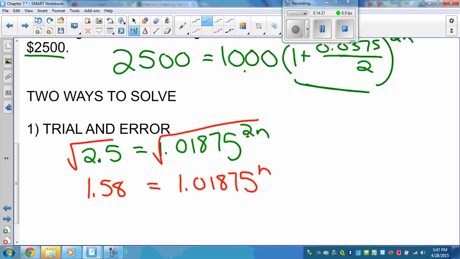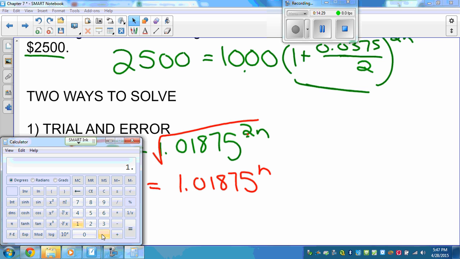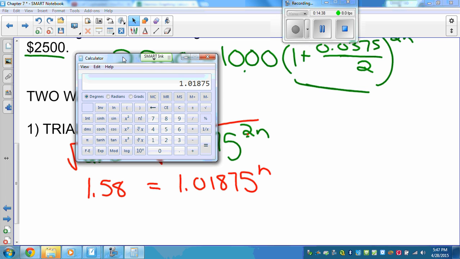Okay, and then finally, I just did trial and error. I started putting numbers into the calculator. Okay, so I wanted 1.01875, and I wanted it to be 1.58. So let's just try to the power of 10. Okay, 1.2, so I need more than that. So just trial and error. Let's try doubling that to the power of 20. Still not enough. Let's try 25. 1.01875 to the power of 25. Oh, getting pretty close, so a little bit less than 25. So n is about 25.